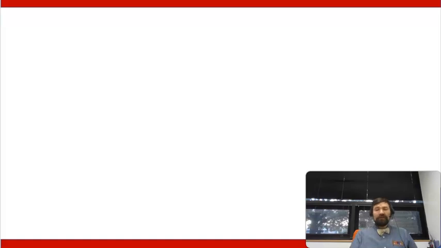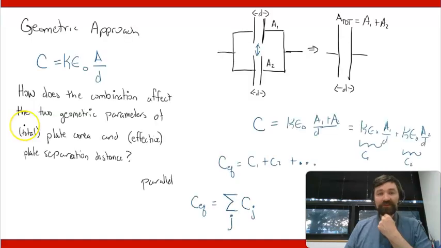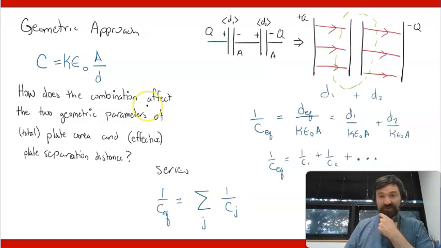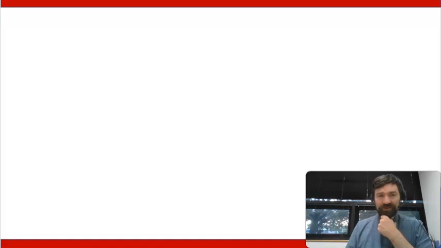Okay. Is there another way of doing this? Yes. The other way of doing it is to look at how charge and voltage and all these things behave within a system. So again, if I were to do my series combination or my parallel combination, I could look at what the total charges are and what the total voltage drops are.